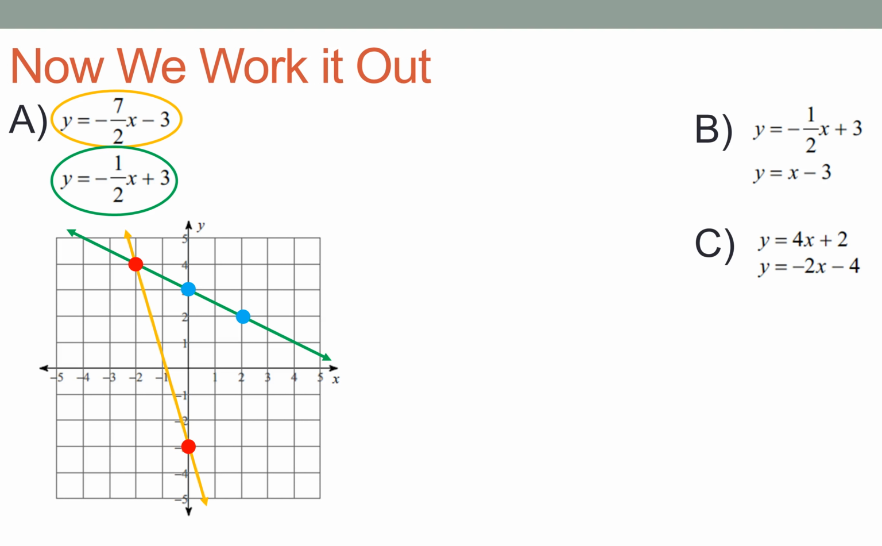Okay, and now you see something cool. Those two lines do intersect, and they intersect exactly at the point negative 2, 4. And because we can see that, we know that the solution to this system of equations is negative 2, 4. The solution is where the two lines intersect, and the coordinate point where they intersect is negative 2, 4.